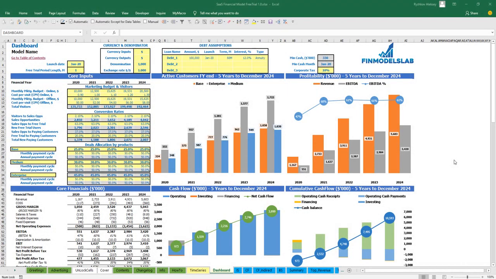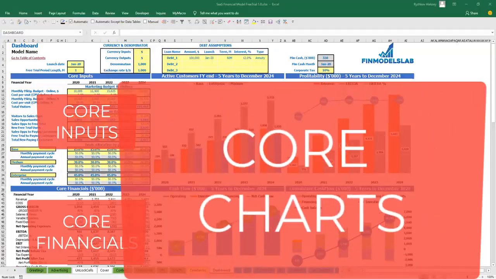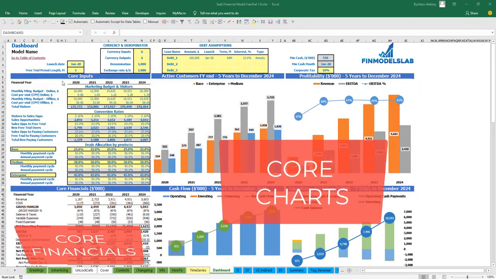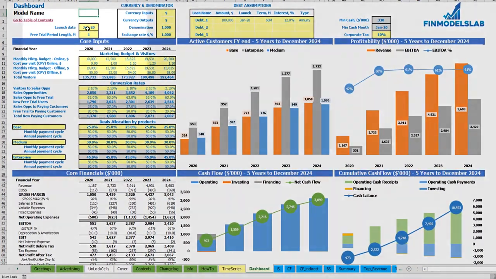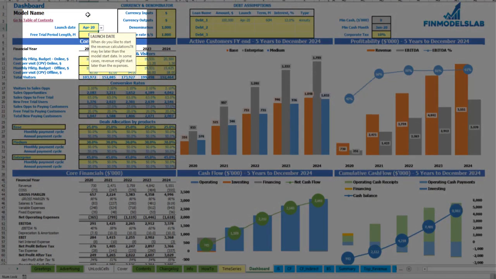On the dashboard tab you can input your main drivers for the model, which is the core input section, see the core financials and core charts related to the model. So let's begin setup of the model from the launch date, which can be for example April. You may see the notes in each yellow cell when you select it. It will help you to understand what information or what assumptions you are going to input here.